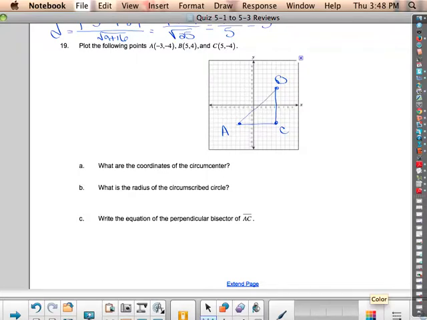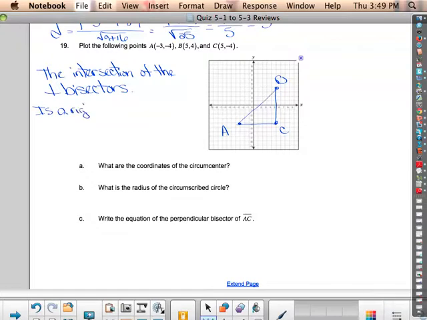Now we're asked, what are the coordinates of the circumcenter? So the first question you have to ask if you're looking for the circumcenter is, remember, the circumcenter is the intersection of the perpendicular bisectors. Okay, so that's an important piece of information. Then you have to ask, is this a right triangle? And the answer to that, you can clearly see, is yes.